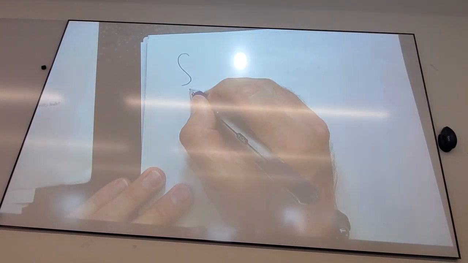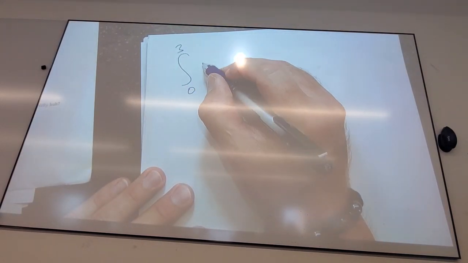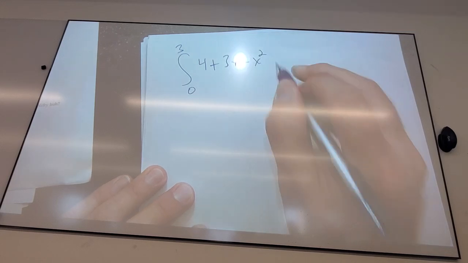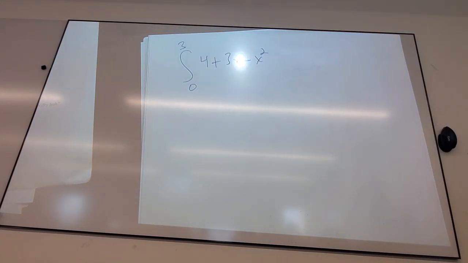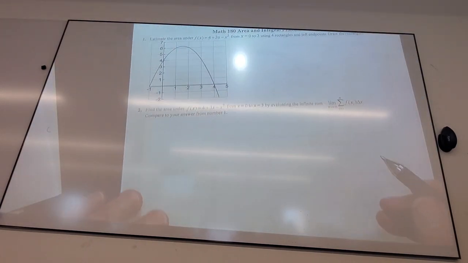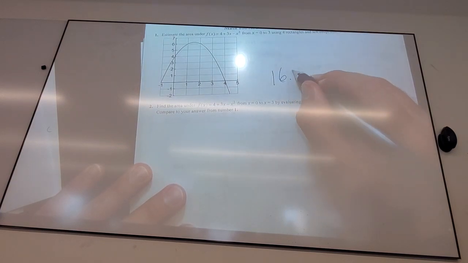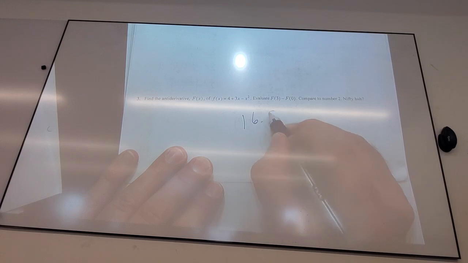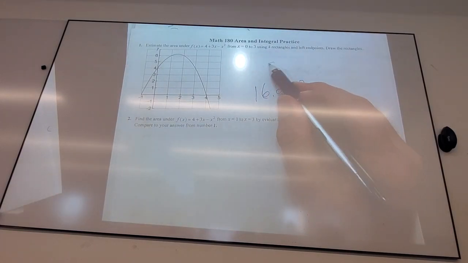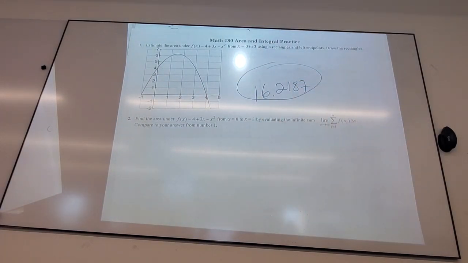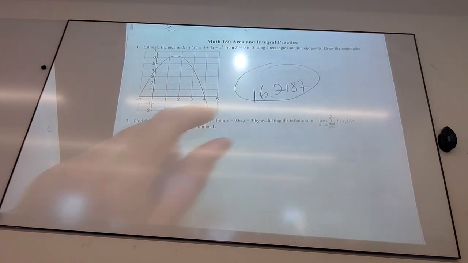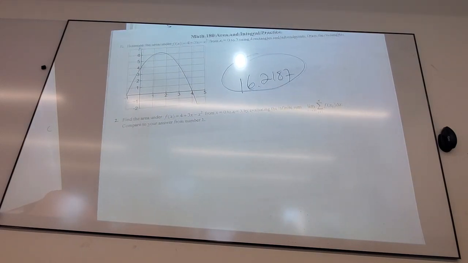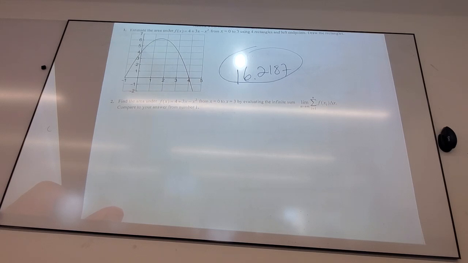It was the integral from 0 to 3 of 4 plus 3x minus x squared. Does somebody have their copy of it and remember what answer we got for the estimate? 16.21875. And then I think it was 16.5 exactly, is that right? Yeah. Okay. So this was the best we could do by hand, with 4 rectangles, and we didn't really feel like doing too many more rectangles.